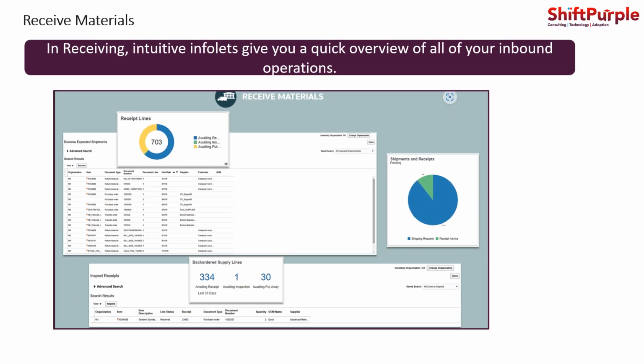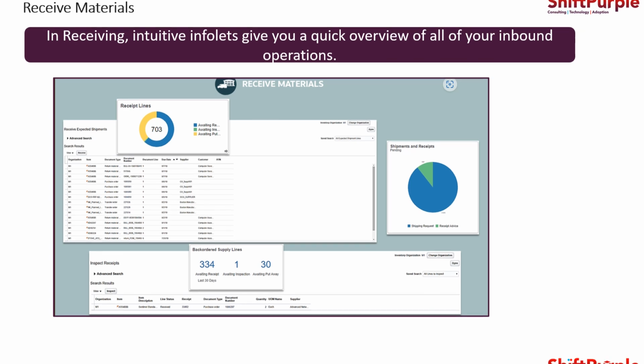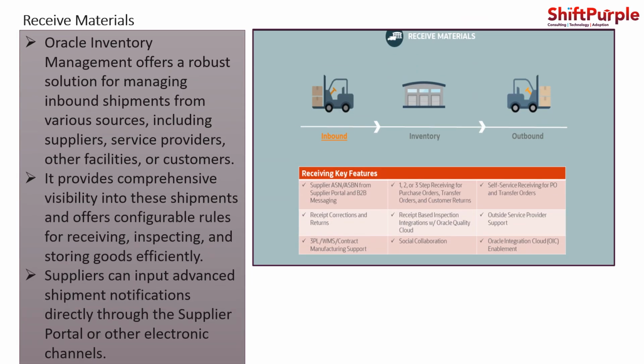Another aspect is to receive the material. In receiving, the intuitive infolet gives you a quick overview of all of your inbound operations. That means whatever you want to receive, how much is open. So you can see from the infolet itself that these are the receipt lines which are awaiting put away, awaiting inspection. This infolet gives a snapshot view. You receive the material in inventory.